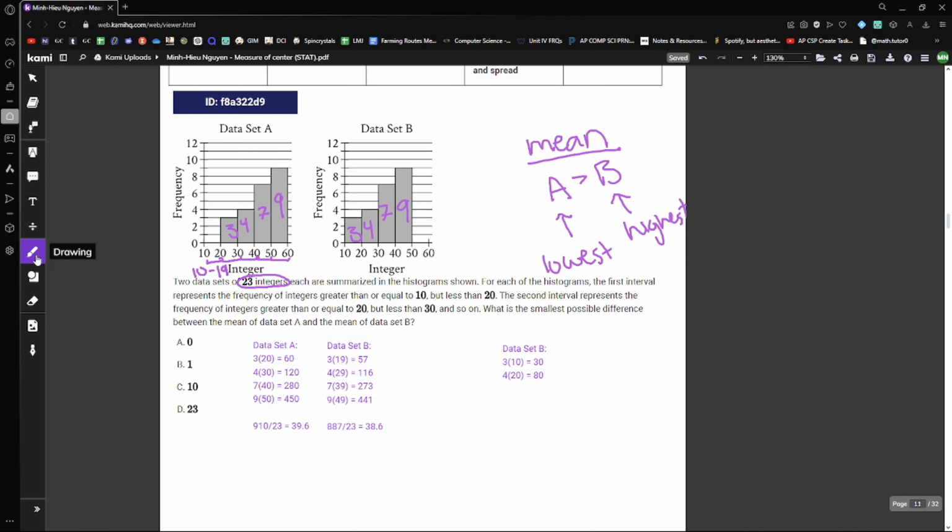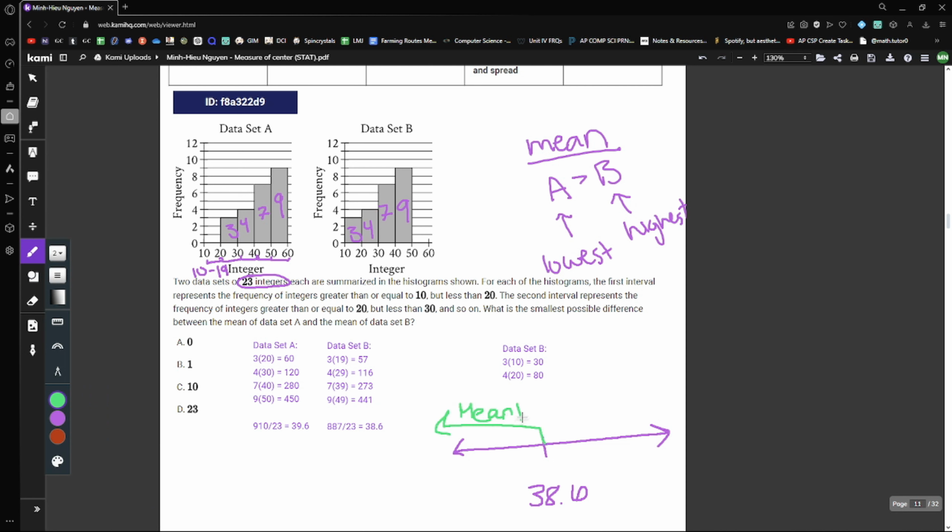So let me put this on a number line real quick. So I have this number line right here. And we know that the mean of dataset B is 38.6. And had I chosen any smaller number, my mean would have just gone smaller. So my mean would end up going this way for the mean of B.